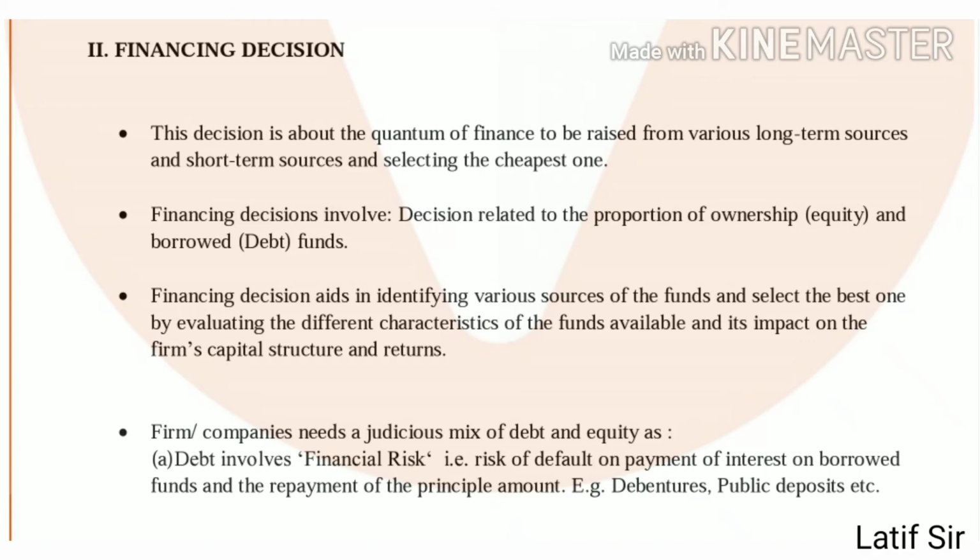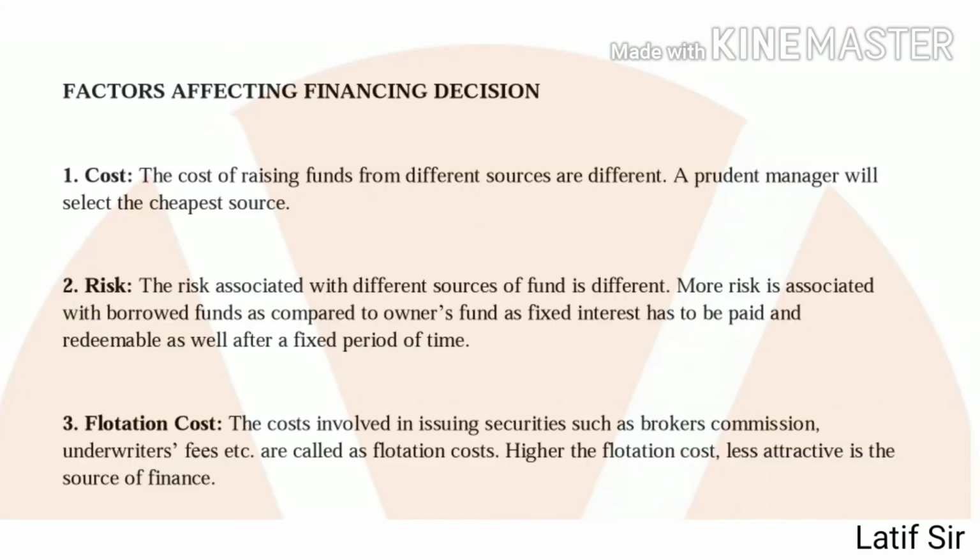Next, the financing decision involves a decision related to the proportion of ownership and borrowed debt. This you have already read in class 11. You have to decide the proportion of how much equity or owners' funds are to be raised for finance, and how much can be taken from outside sources or borrowed. The financing decision aids in identifying various sources of funds and selecting the best one by evaluating the various alternatives and seeing which will suit the best capital structure of the firm. Debt involves financial risk because it involves payment of interest and all those things.